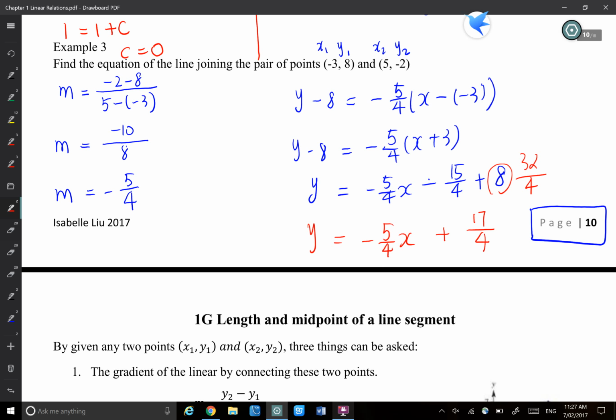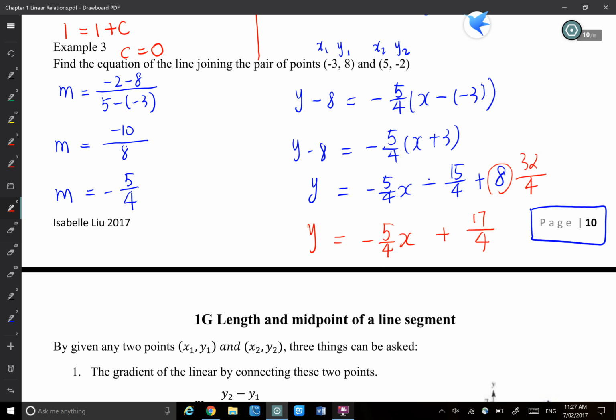Okay, so finding linear equations is really easy if you exactly follow this method, you should be able to find the equation. If you may ask, how about if I put 5 and negative 2 as x1, y1? It doesn't really matter which values you put as x1, y1. If you change this 8 to negative 2 and change negative 3 to 5, you will get exactly the same answer.